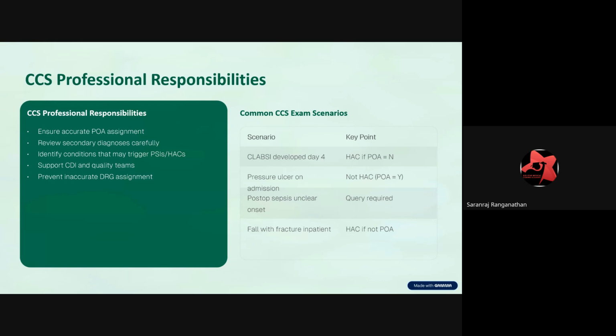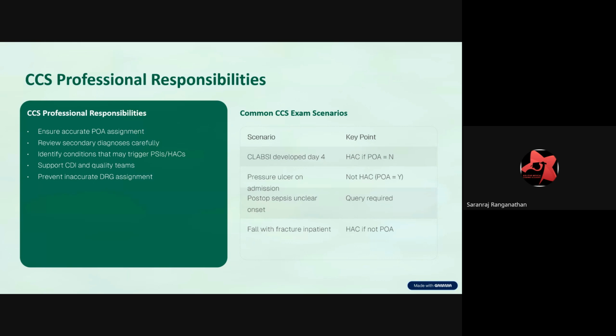See the example with infection. An infection developed after 4 days is a HAC if POA is N. The patient has come with some infection, but the infection developed on the 4th day, so definitely I'm not going to indicate it with POA Y, because it is a hospital acquired condition.